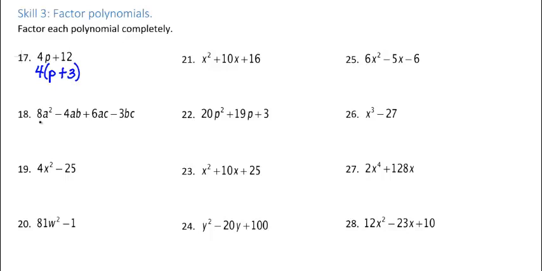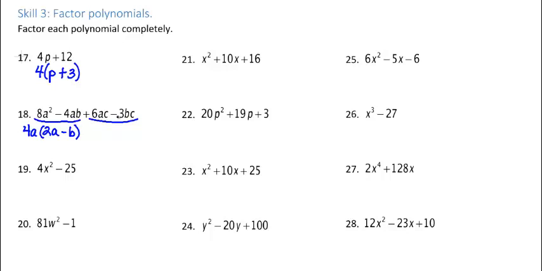Number 18 is 8a squared minus 4ab plus 6ac minus 3bc. This one has 4 terms, so we use grouping. Grouping, we pair together the first 2 and the last 2 terms and look for common factors between those pairs of terms. 8a squared minus 4ab has a common factor of 4a. Dividing each of those terms by 4a leaves us 2a minus b.